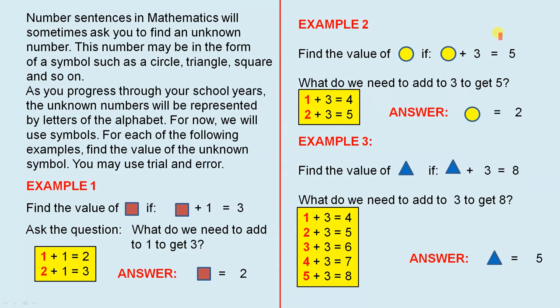Example 2. Find the value of the circle if the circle plus 3 equals 5. What do we need to add to 3 to get 5? Let's try 1. 1 plus 3 gives us 4. 2 plus 3 gives us 5. So the answer, the circle, equals 2. Example 3. Find the value of the triangle if the triangle plus 3 equals 8. What do we need to add to 3 to get 8? 1 plus 3 equals 4. 2 plus 3 equals 5, 3 plus 3 equals 6, 4 plus 3 equals 7, 5 plus 3 equals 8. So the answer, the triangle, equals 5.